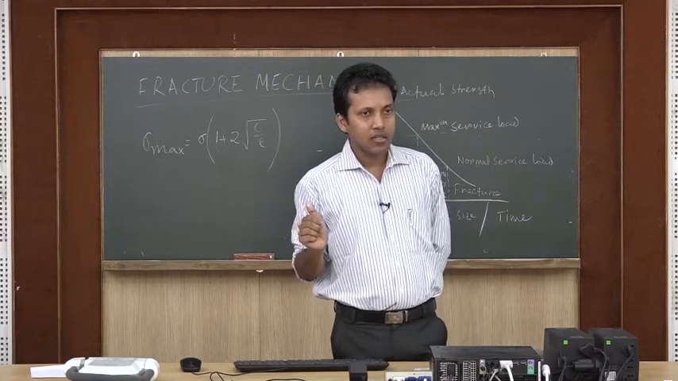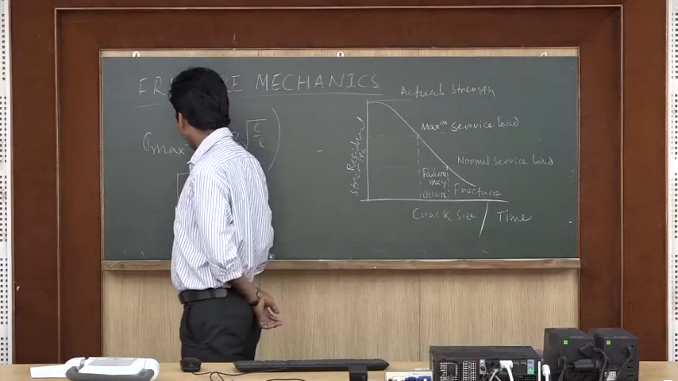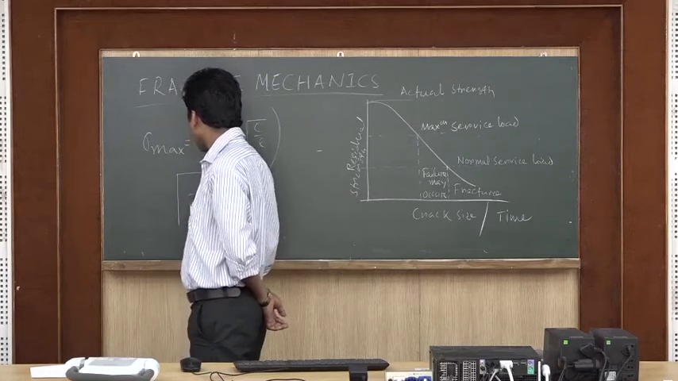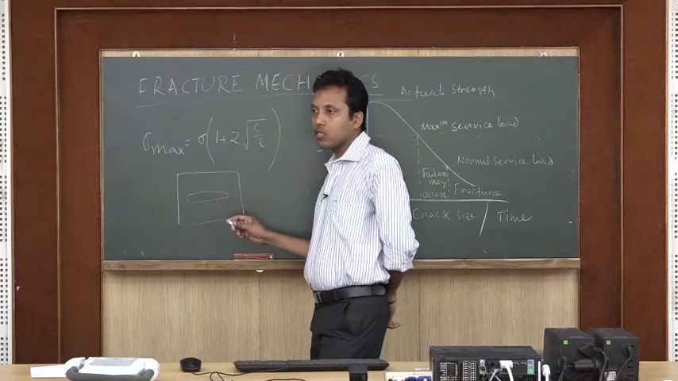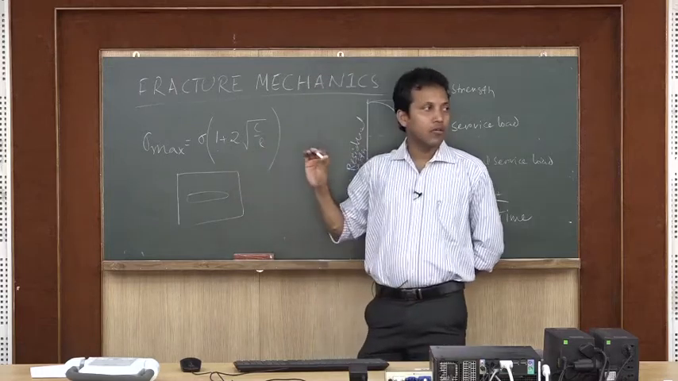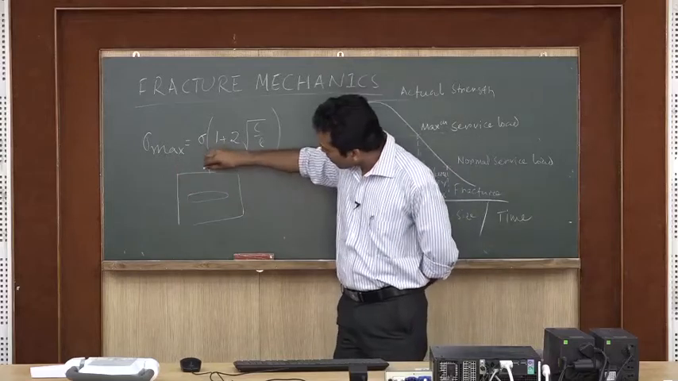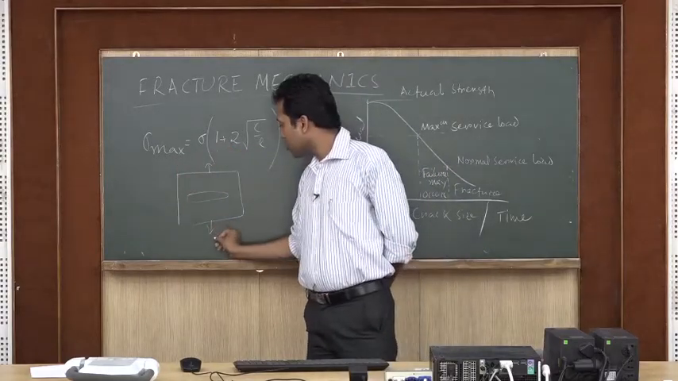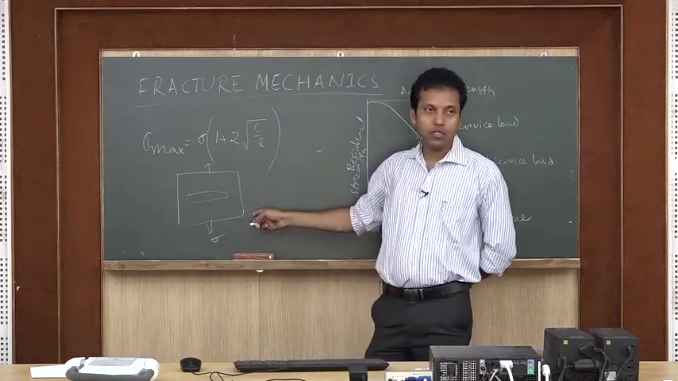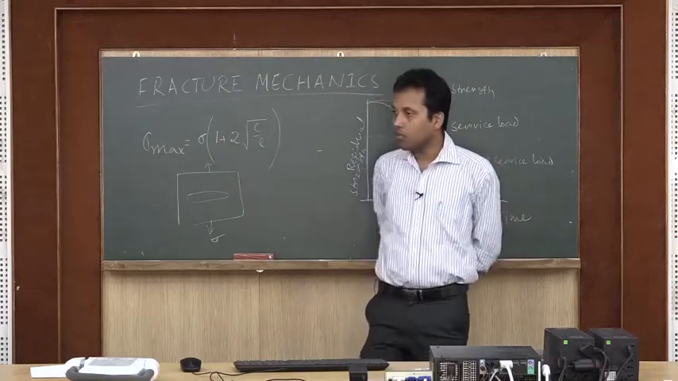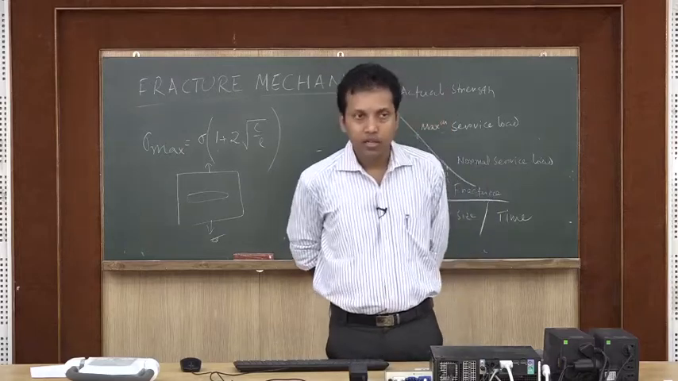Earlier I said, if anybody cannot remember, this is it. If there is a crack in a structure, say this is the crack, then due to the presence of a crack, at the tip of the crack there will be stress concentration, and that stress can go to a maximum value, that maximum is sigma max. And this sigma is the normal service load, that is, the nominal stress imposed on the structure. So, sigma max equal to sigma into 1 plus 2 root c by rho. Rho is the radius of curvature of the crack tip.